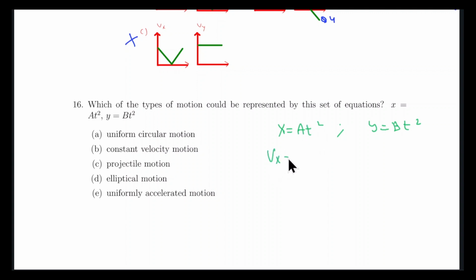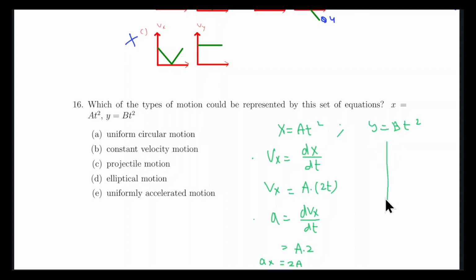What do you think? Because I'm saying that Vx will be dx over dt, the derivative will be a times 2t, that is Vx, and the acceleration will be dv over dt. The derivative of velocity will be a times 2, which remains as it is, and the derivative of t is 1, so that's just 2a, that's ax. And likewise Vy, honestly I don't really need to do that because the only difference is a is just b, so ay will be 2b.